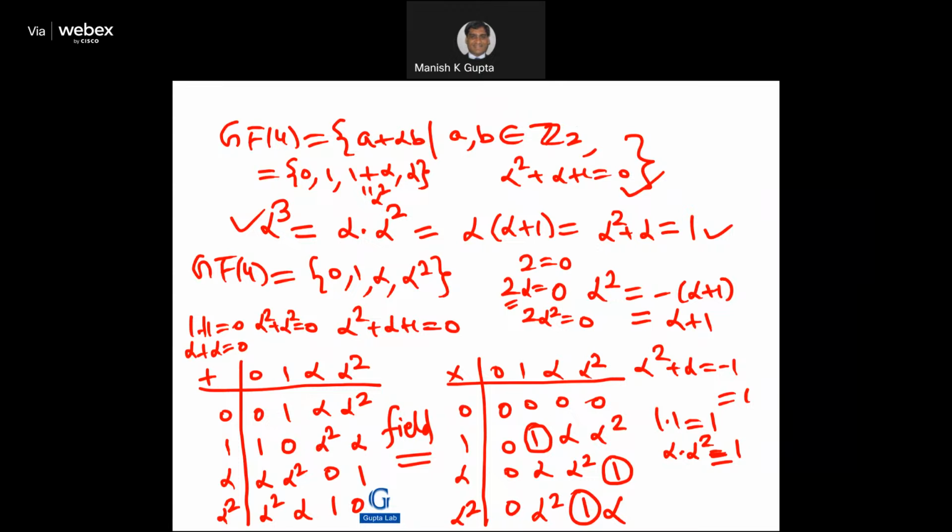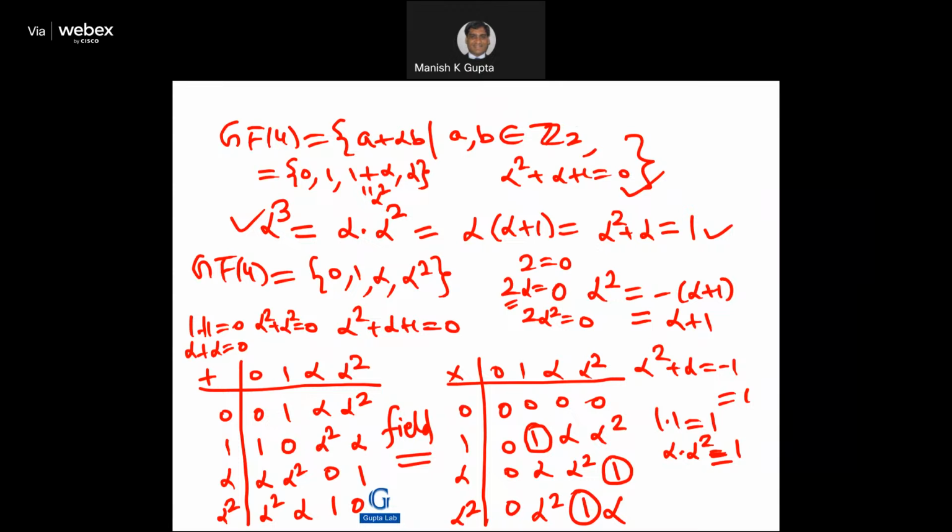Both have 4 number of elements. And those who are expert in modern algebra, are there some people who have done a course on abstract algebra or modern algebra or algebraic structures? Yes. So you must be knowing how many groups are there of order 4? There are only 2 groups of order 4. These are the basic questions, a very common interview question also. How many groups are of order 4? How many groups are there of order 3, 5, 6? Anyway, so this is all about Z4.